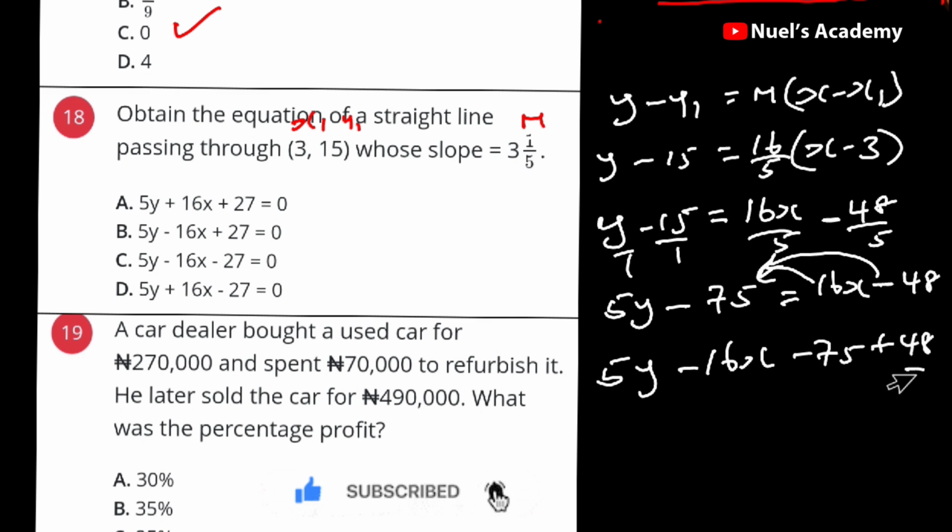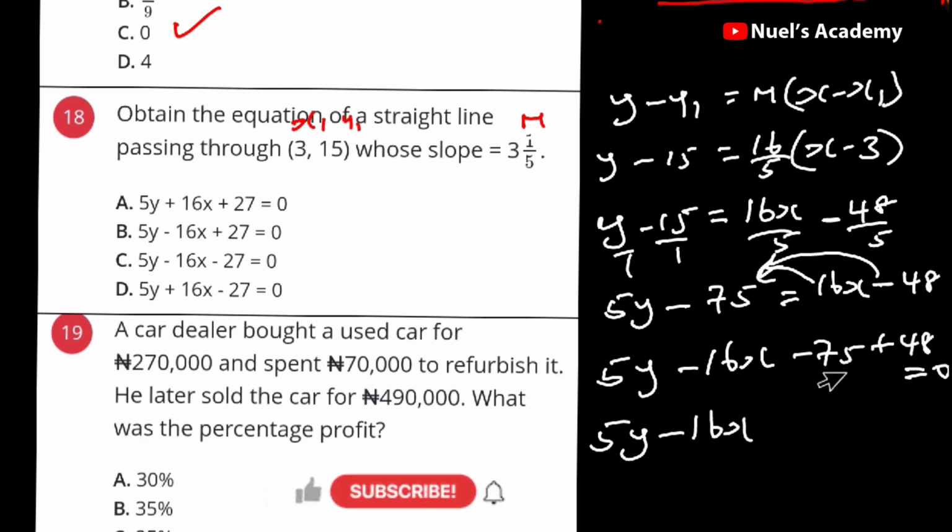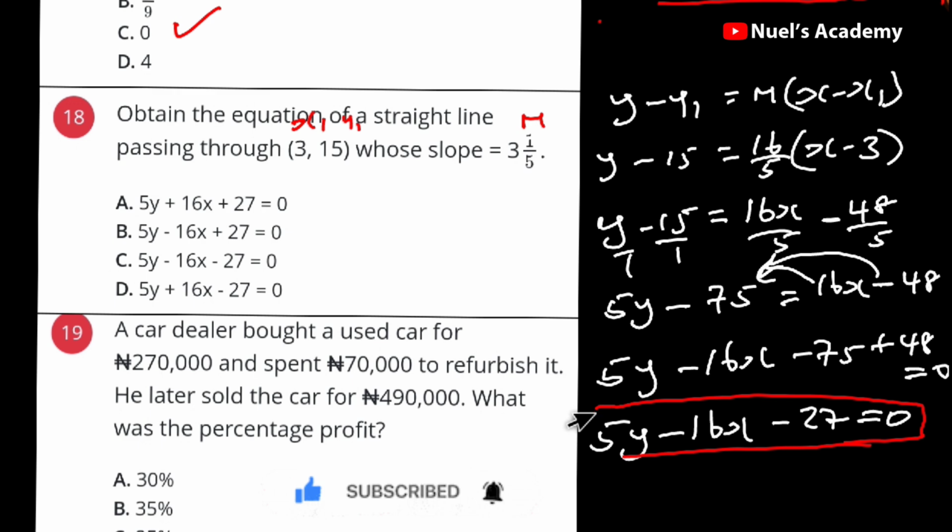Then equal to 0. Then it will be 5y minus 16x minus 75 plus 48, which is the same thing as 48 minus 75 is equal to minus 27. Then this will be equal to 0. And then this is the answer to this question. If you check these options, you see that you have 5y minus 16x minus 27. So you see that option C is the correct answer to this question.